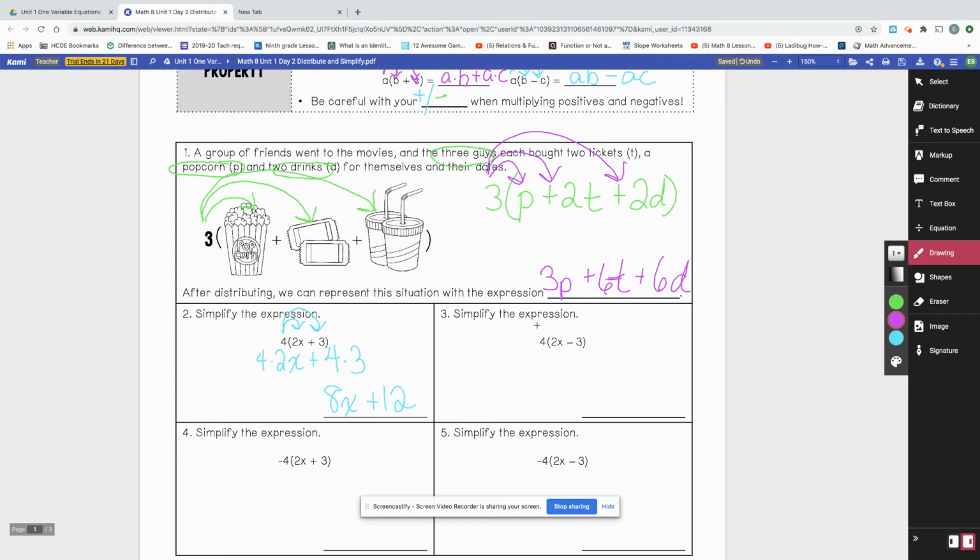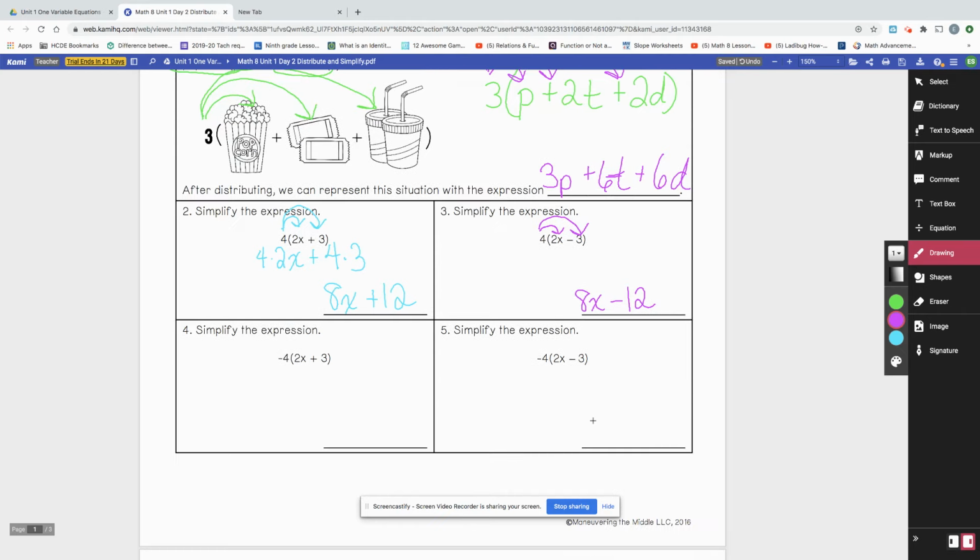Moving along, we have 4 times the difference of 2x and 3. So that will simplify. 4 times 2 is 8 times x, minus 4 times 3 is 12. Notice the difference here. We're accounting for the positive sign here and that negative sign there.